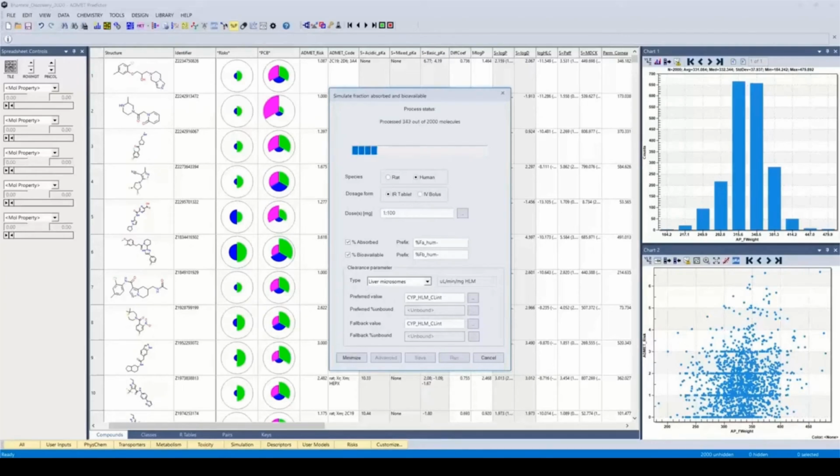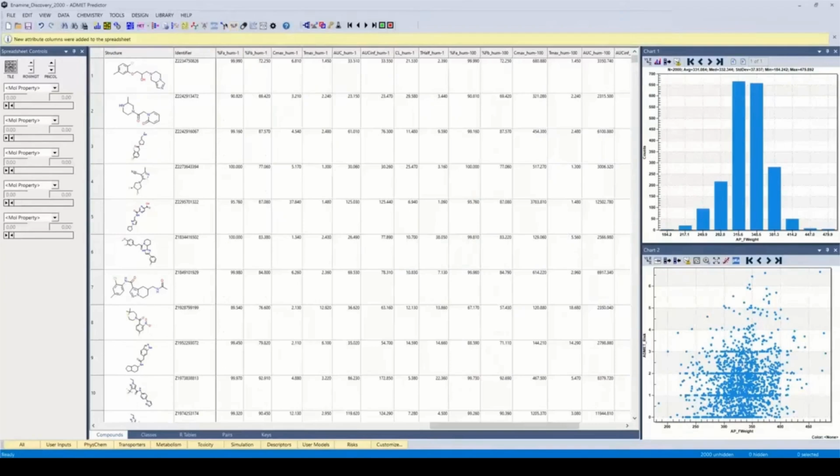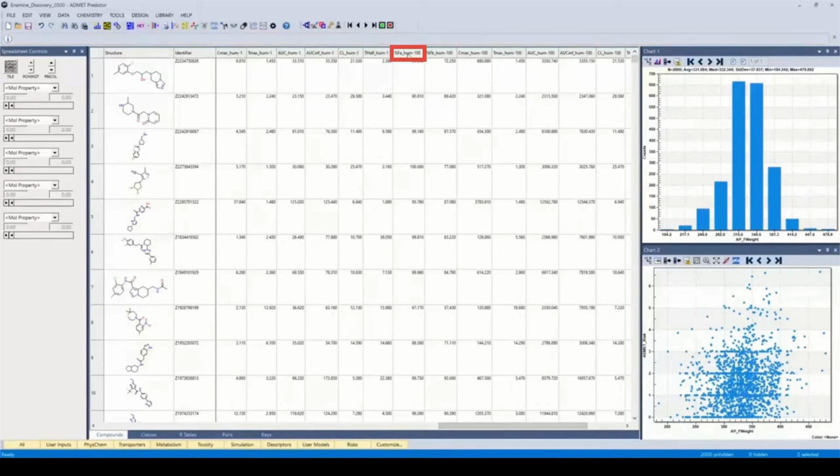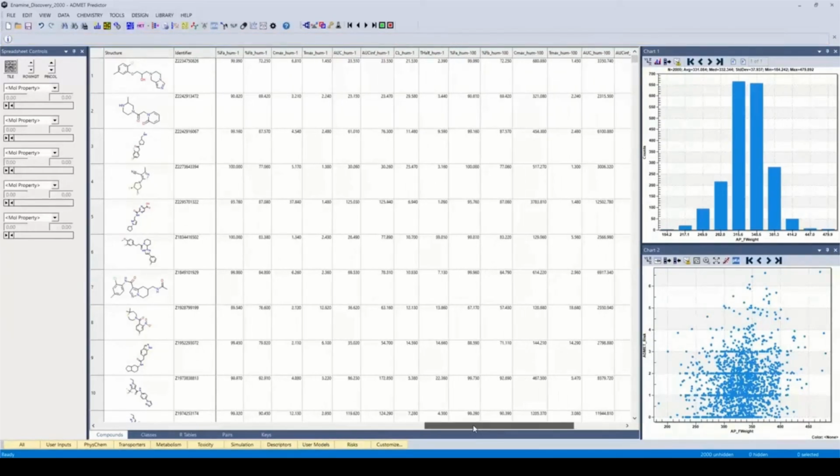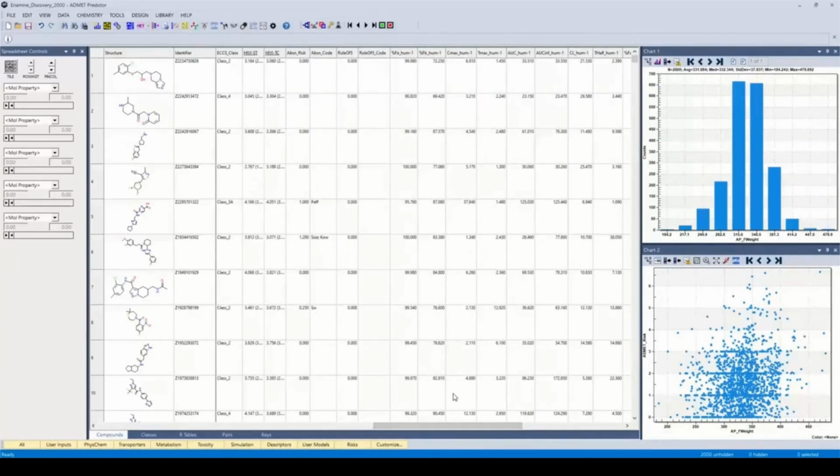Now, just like other calculations we've seen in the software, these calculations are multi-threaded, so they likewise go extremely fast. We're running at over 100 compounds per second, and this is just a standard laptop computer. There's really nothing special about it. So here we go. We get a number of columns output back to us. %FA for the 1 milligram dose, but if we look over to the side, we also have it output for the 100 milligram dose over here. So again, we have a duplicate output for the 1 milligram and 100 milligram doses.